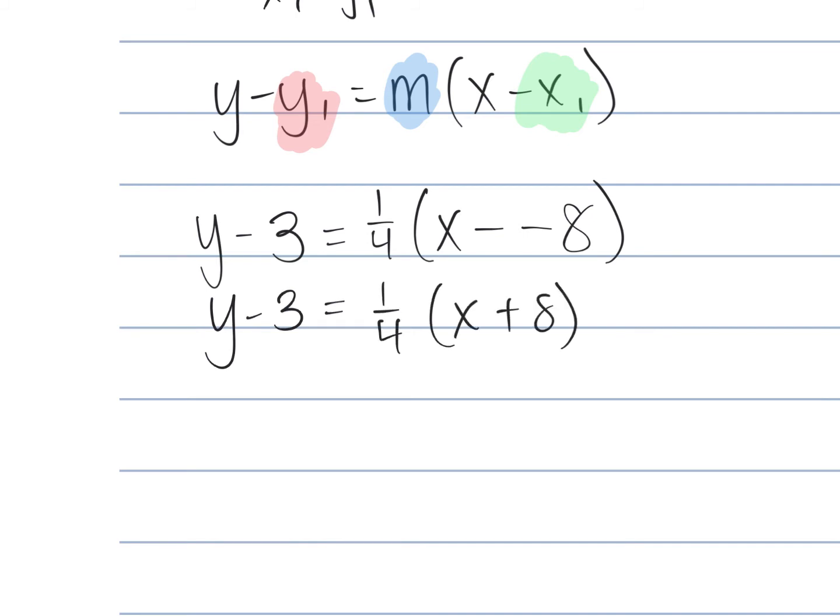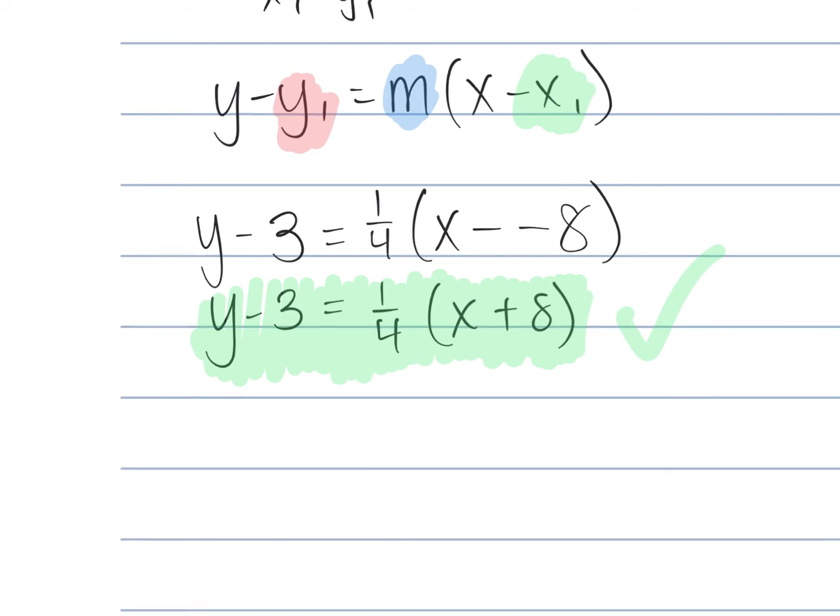We are going to leave it like this because it wanted it in what form? Point slope form, okay? This is our answer in point slope form. We will be changing this into slope intercept form, but not right now, okay? It wanted it in point slope form. This is how we answer the problem.